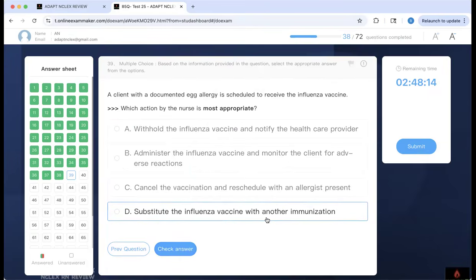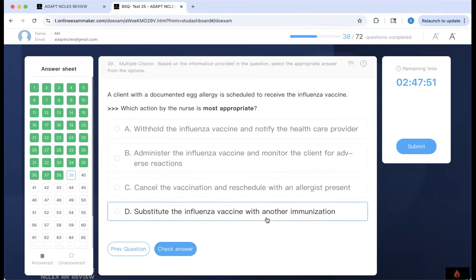A client with a documented egg allergy is scheduled to receive an influenza vaccine. Which action by the nurse is most appropriate? This is very controversial. That's why there are questions. You have to know that when they ask you, you stick with what is recommended. I have an allergy to egg, and I'm going to get the influenza vaccine. Should I get it or not?